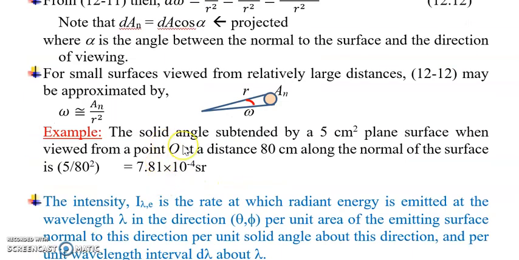For example, given in your book, the solid angle subtended by a 5 cm squared plane surface when viewed from a point O at a distance of 80 cm along the normal of the surface is just this, in steradian.